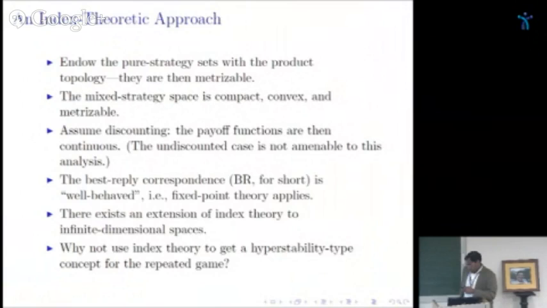Okay. So I'm going to this notion of hyperstability. I'm going to try to use index theory. So now I want to work with discounted games. I don't want to look at delta equals one because I want to look at the topological aspects of the problem. Okay. So the mixed strategy set is a nice compact convex set. It's even metrizable, and if you assume discounting, the payoffs are continuous. So this is why I want to look at discounting. The payoffs are continuous. The best response correspondence is well behaved, and so we can use fixed point theory.